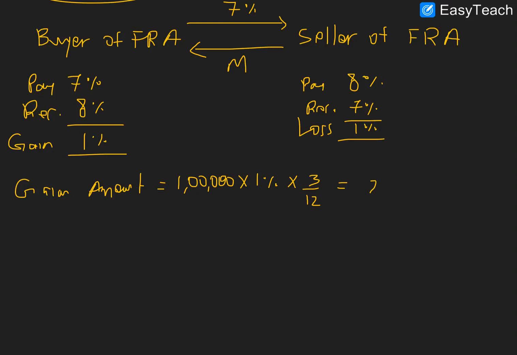So that's 250. I also need to make a present value of it because this gain is going to happen on a future date, that is after 3 months. So that's going to be 1 plus 0.08 into 3/12. So that's basically 1.02. So 250 divided by 1.02, that comes out to be 245 again. This will be the gain amount which the buyer of the FRA is going to receive from the seller, and the seller is supposed to pay to the buyer.